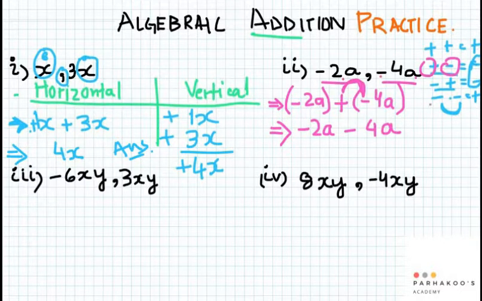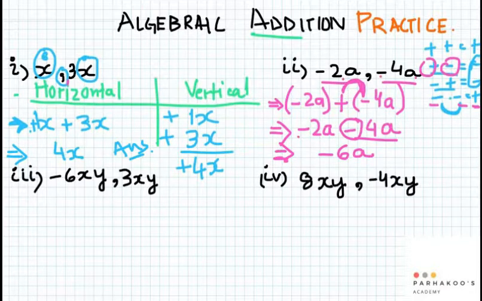Now here is minus, here is minus, so the operation that we have to do is addition. So minus minus is plus, so we need to add them together. So 4 plus 2 is 6a. But the sign would be that of the biggest term, so that is minus 4a. So minus 4a's sign is minus, so we are going to put this minus here.